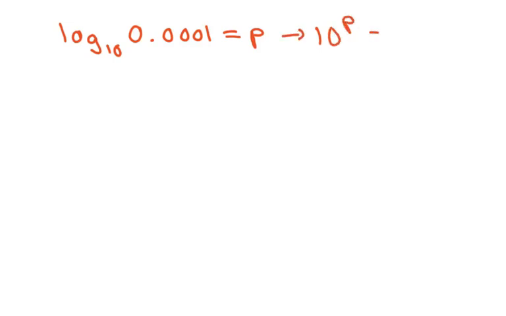Okay, we have a few more. We're going to get a little harder. We have log base 10 of 0.0001. We know that this could be negative, so we set this to p. So 10 to what power equals 0.0001? Basically you can count 1, 2, 3, 4. So that's 10 to the negative 4. So my p equals negative 4.